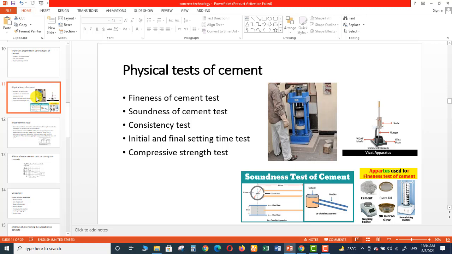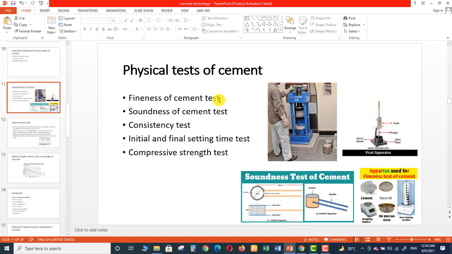Actually, we have 5 different tests to check the fineness of cement, soundness of cement, consistency of cement, initial and final setting time of cement, and then compressive strength of the cement. So let's start with the first test, which is called fineness of cement test.